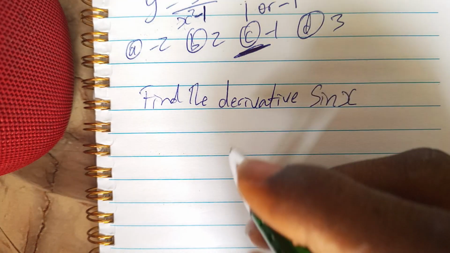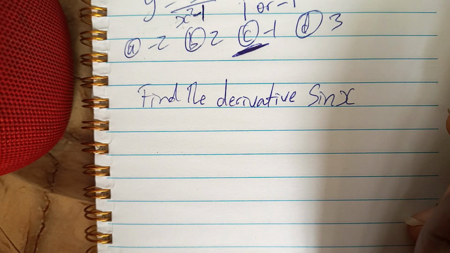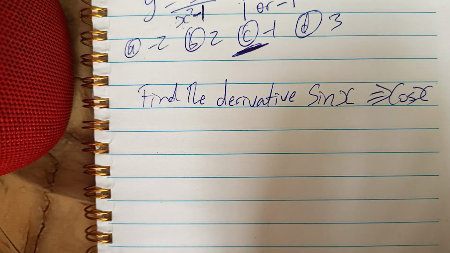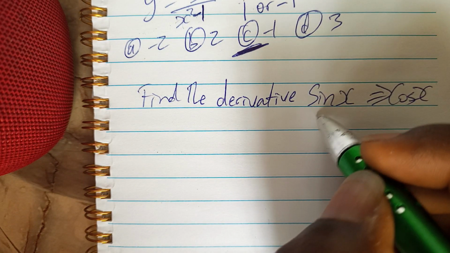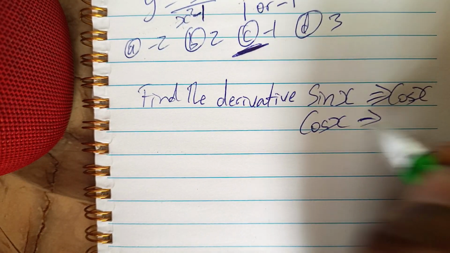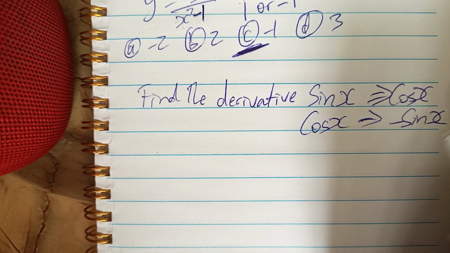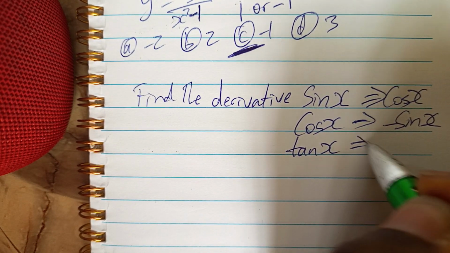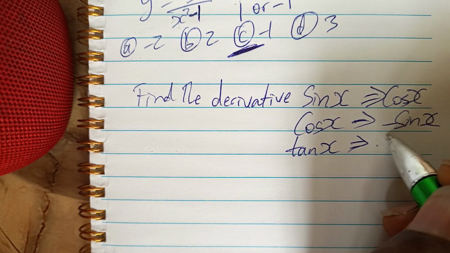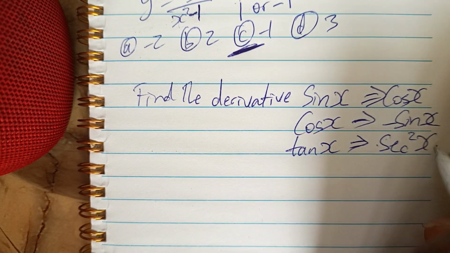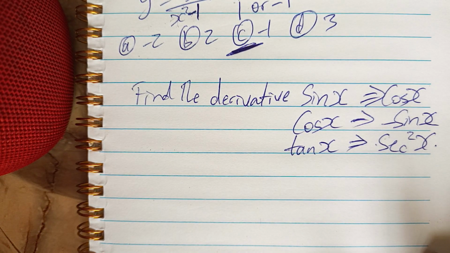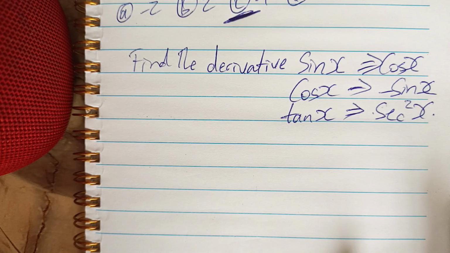To find the derivative of sine x: the derivative of sine x is cos x. Just put it in your mind. The derivative of cos x is minus sine x. Then the derivative of tan x is sec square x. These are just easy things I'm giving so you know. Okay, so that is that.